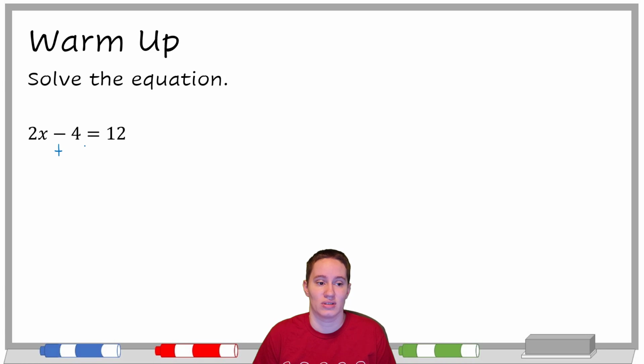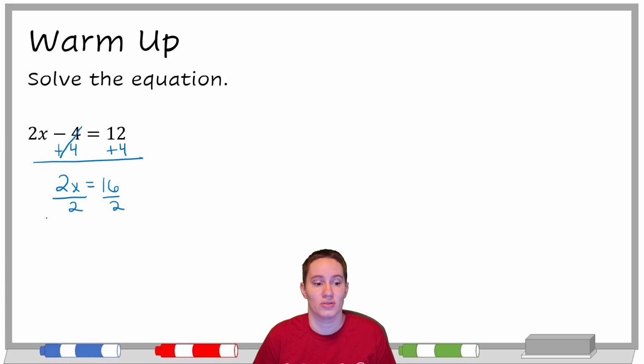So what we do is we say plus 4 and plus 4, and negative 4 plus 4 is 0, so that goes away. It leaves me with 2x on the left side, but I have to add the 4 to the 12 in order for this to still be equal. So 12 plus 4 is 16, and then my last step now is to divide by this 2 in front. So divide by 2, divide by 2, x equals 8. Okay, that's really what we've been doing so far.